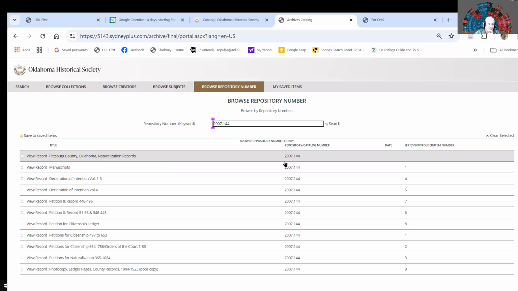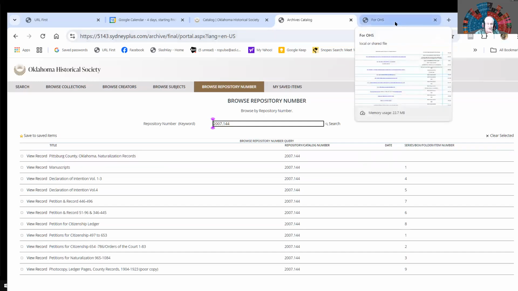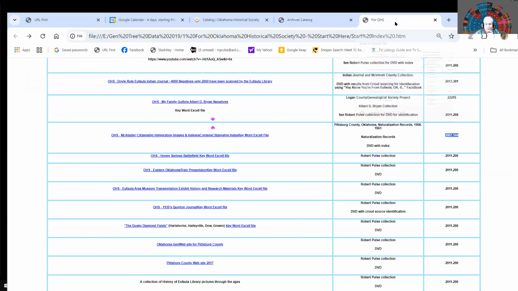There are people who, for reasons unknown to us, traveled to McAllister, to the federal court in McAllister, to be naturalized, that are from way out of state. So you really need to get with her and have her run the index on it for you, to see if your people are there. It's a very interesting collection.